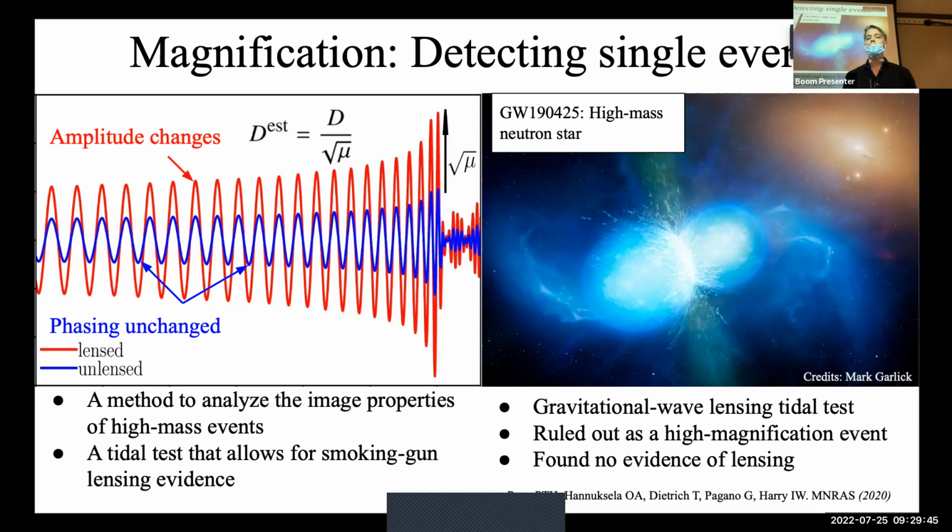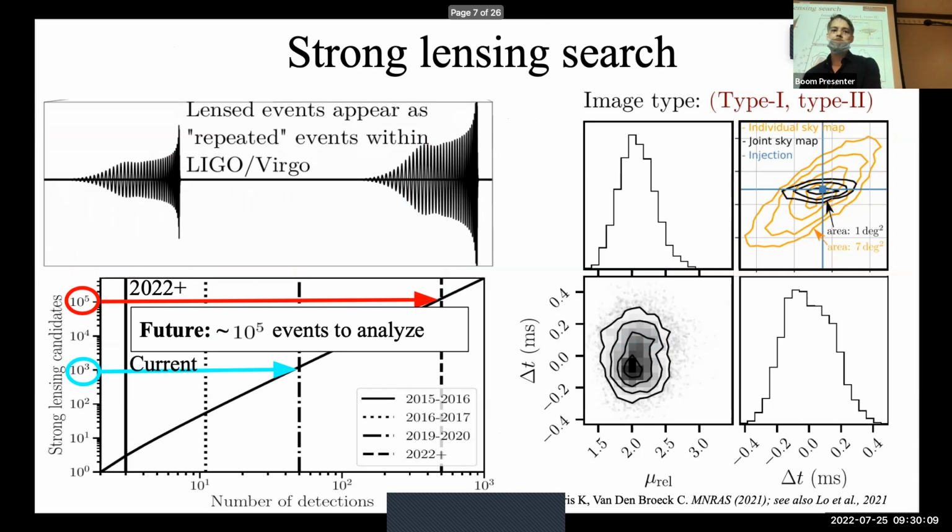So what we wanted to do is analyze the GW190425 event, which was a high mass binary neutron star detection, and we ruled it out as a lensed event. To summarize, what magnification does to the waveform is that it changes its amplitude. It's quite tricky to detect it with binary black holes, but it is possible to do it with binary neutron stars. All right, so the second signature is strong lensing.